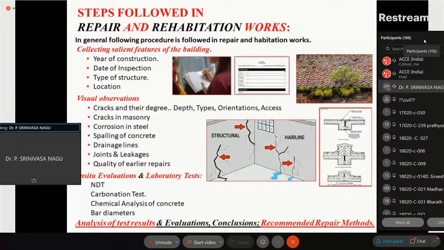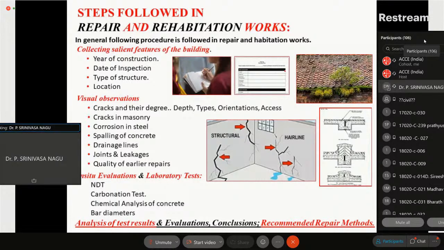Then in situ evaluation and laboratory tests, as again I am telling you, without diagnostics. Again, same example, when you go to the doctor, on a list of tests, go to the diagnostic center. Same way, you have to go for testing. Testing tells you the degree of damage, type of damage, and the methodology to adopt, all these things.